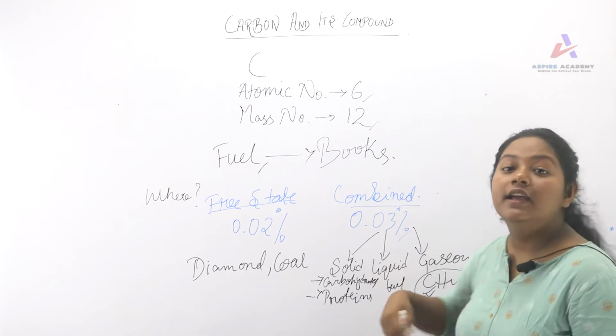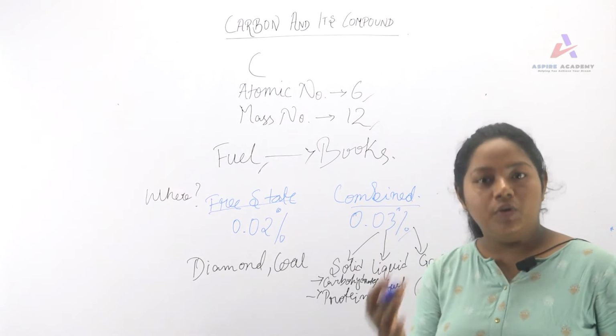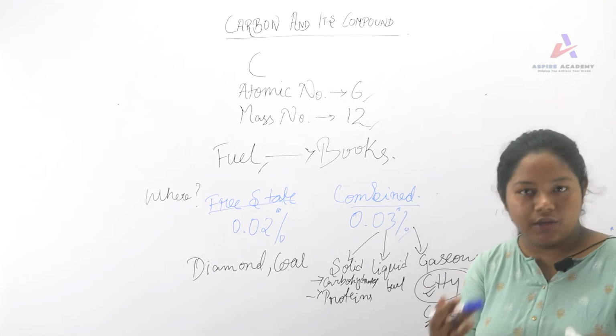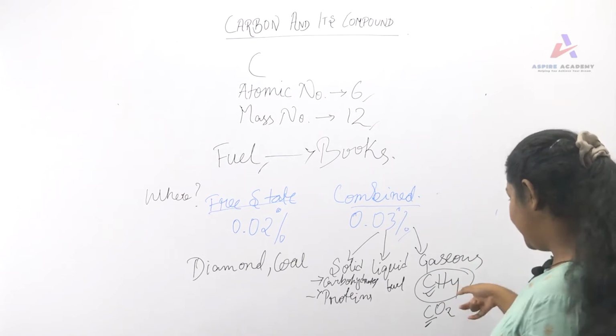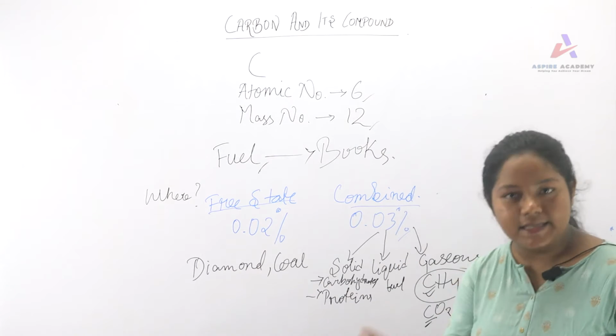In solid we have carbohydrates and proteins. In liquid we have fuels. In gaseous state we have, of course, the cylinder gas, methane, and the carbon dioxide that we exhale.